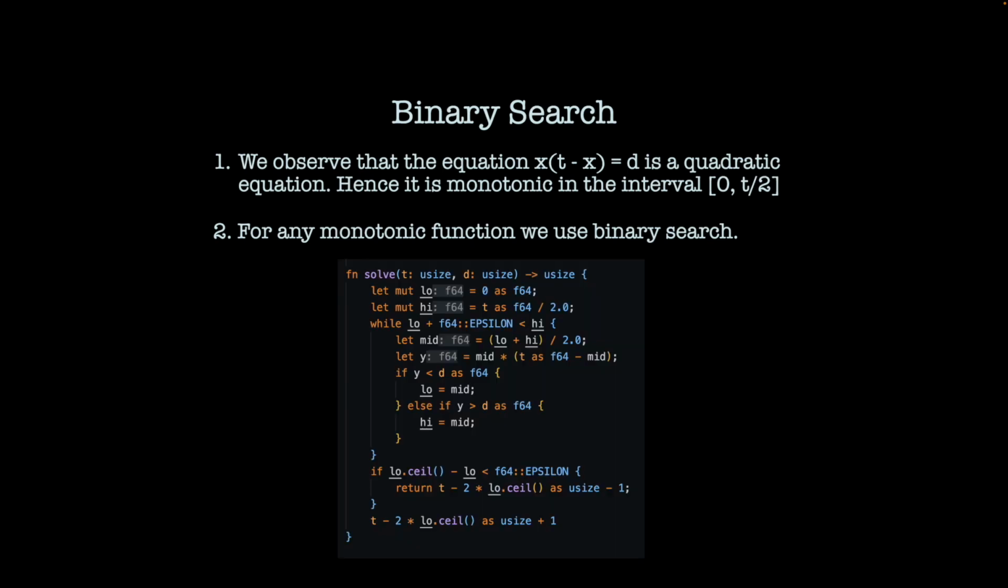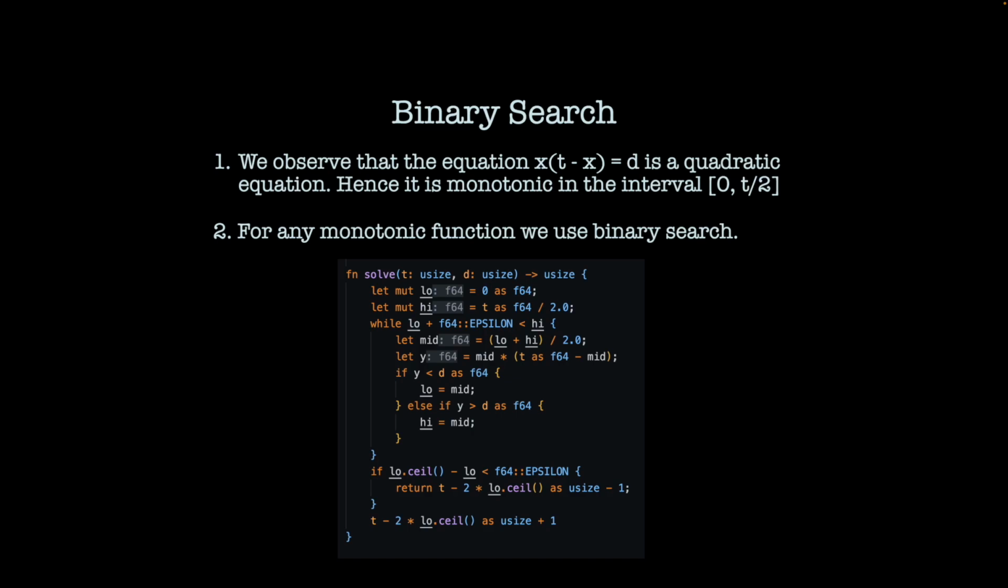This is my implementation of binary search. We set a low and a high. The low is at 0, the high is at t by 2. And every time we search, we cut the range by half. So we figure out the mid. And if the mid value is less than our distance, then we set low to mid. Otherwise, if it's greater than distance, then we set high to mid. We continue until low and high approach very close to each other.